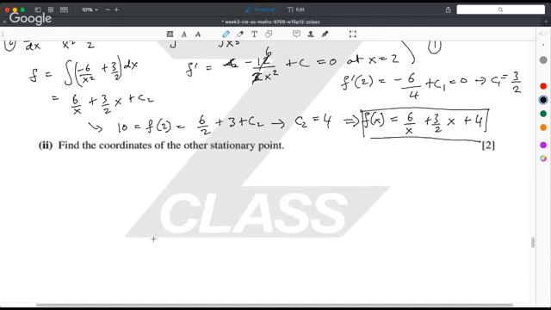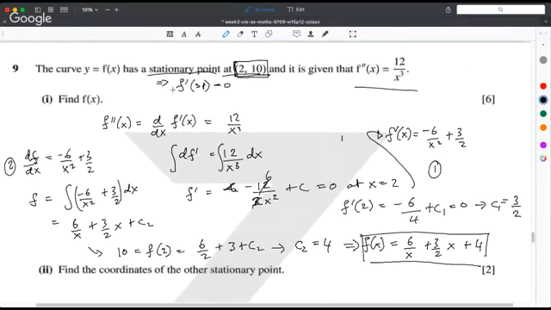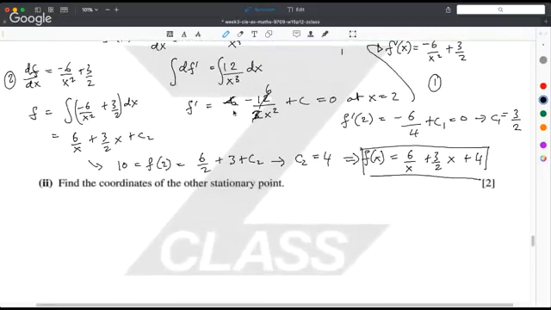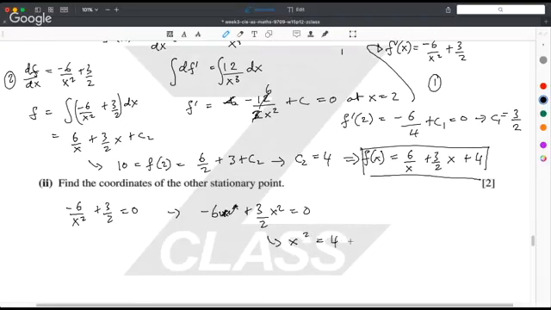Now they want us to find the coordinates of the other stationary point. So stationary point, remember, just means that f prime is 0. So we just take our f prime, minus 6 on x squared plus 3/2, and that's equal to 0. So let's multiply everything through by x squared. We get minus 6 plus 3/2 x squared is equal to 0. So x squared is equal to 4. So x is equal to plus or minus 2. So we already looked at the plus 2 case. That was the one we were given. So now we want the minus 2 case.